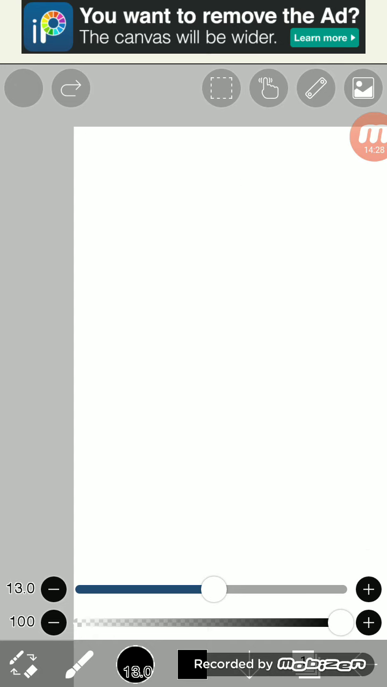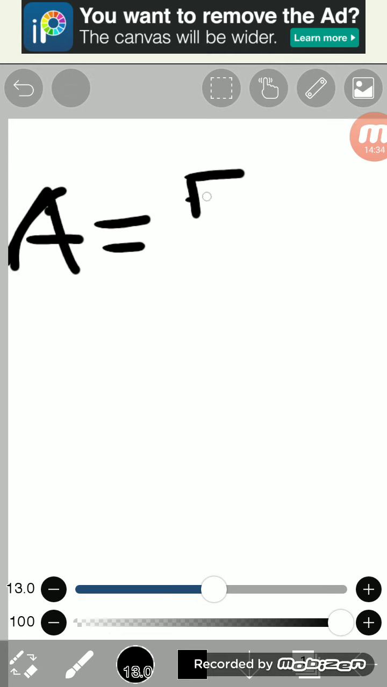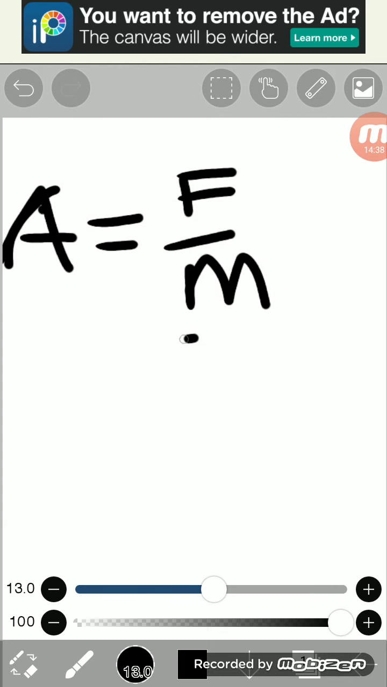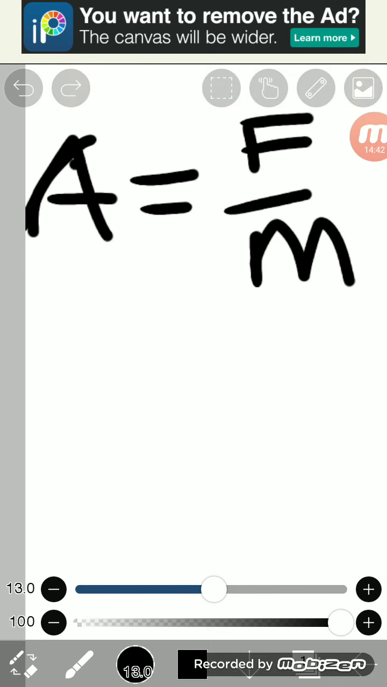Next up is A. Acceleration equals F over M. Acceleration, so it's the same, equals the force divided by mass.